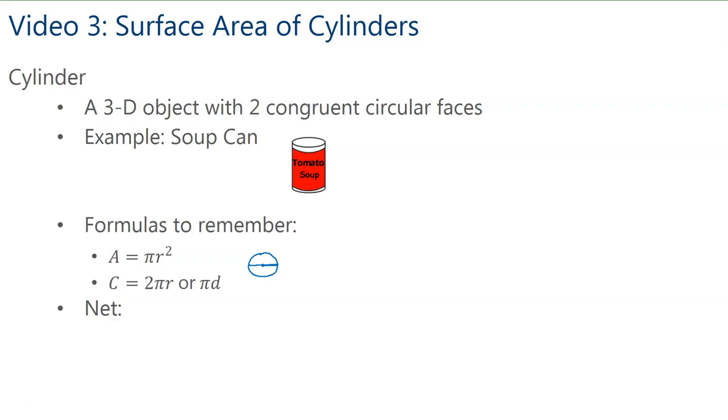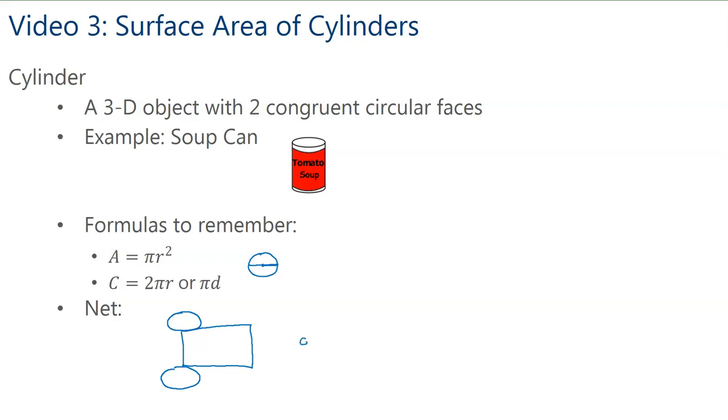So now let us draw the net for a cylinder. So picture a soup can. So on the top we have a circle, and on the bottom we'll have a circle as well. Now around the side, picture peeling a label off a soup can. When you do that, you should get a rectangular shape. So the curved surface ends up being a rectangular shape when you spread it out. So the net would look something like this.